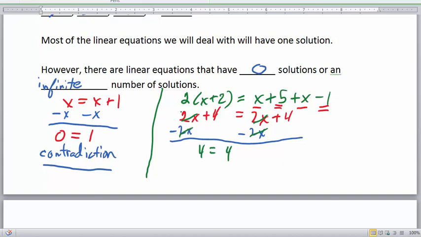So this equation here that we started with would have an infinite number of solutions, and this would be known as an identity, right? So if it has an infinite number of solutions, it would be called an identity. If it has no solution, it would be called a contradiction, right? And again, those are the exceptions to the general rule of having one solution. Usually with linear equations, you have one solution.